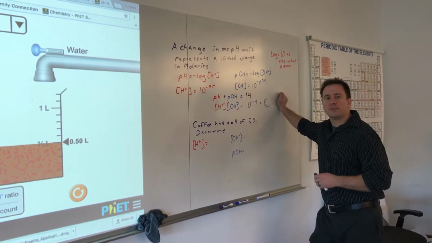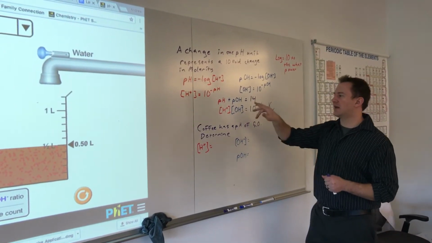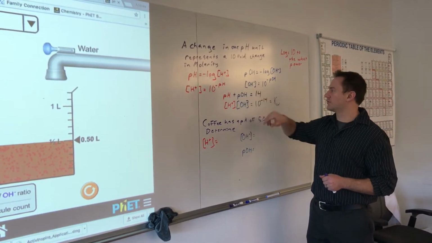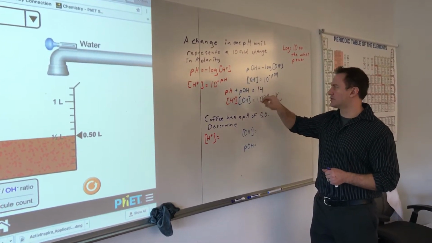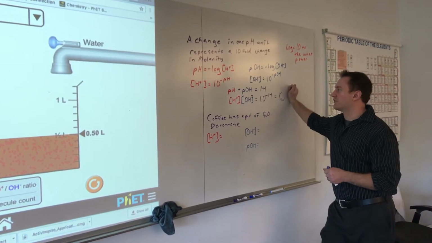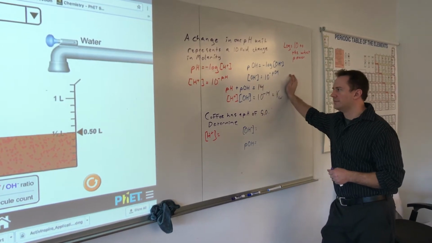One other thing to point out, because of the Kw of water being 10 to the negative 14, if we take the negative log of your hydrogen ion concentration and a hydroxide ion concentration, we come up with the pH and the pOH. And if we take the negative log of 10 to the negative 14, which is the Kw of water, we get the value of 14.